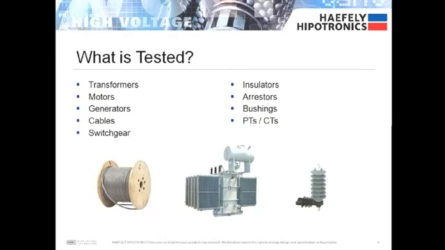So the question is, what type of equipment do we test? This gives you a list of the major products. There are many more. The ones we deal with most with our test equipment are transformers, motors, generators, cables, switchgear, insulators, arresters, bushings, and PTs and CTs. Now these are just a short list of the different products that we test, and for each of these products there's a different kV class, different size cable that requires different currents, so the different product lines are used for each of these different test objects.